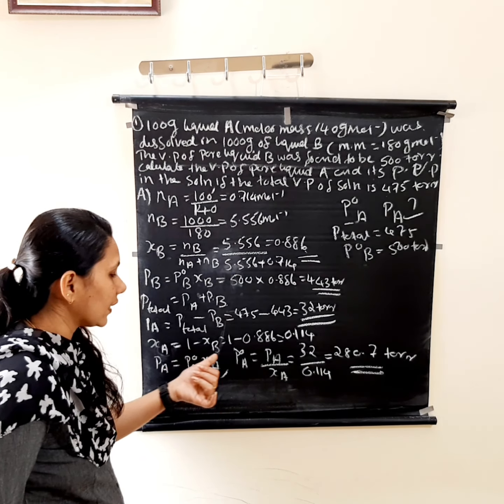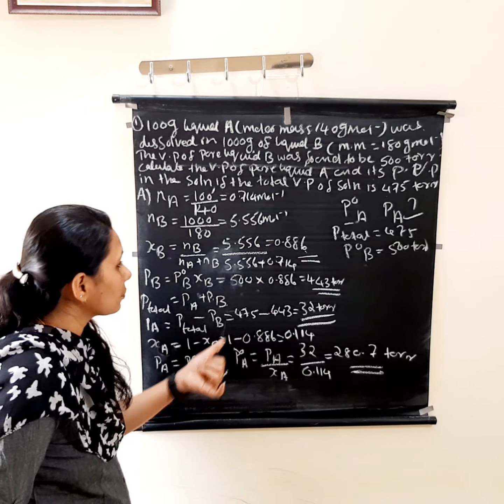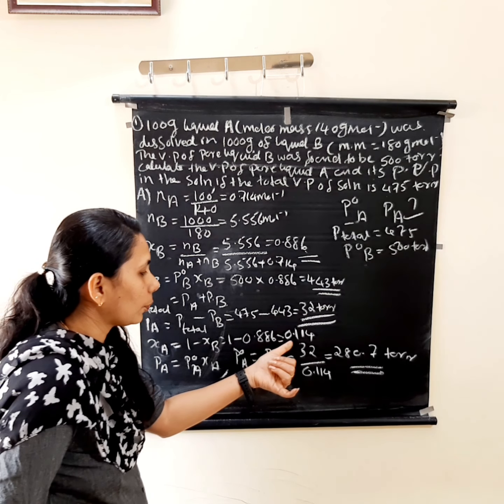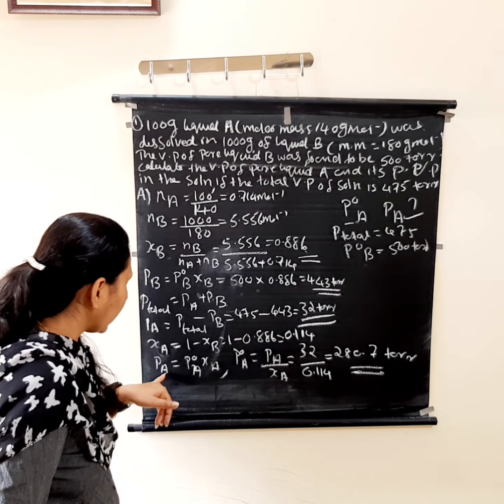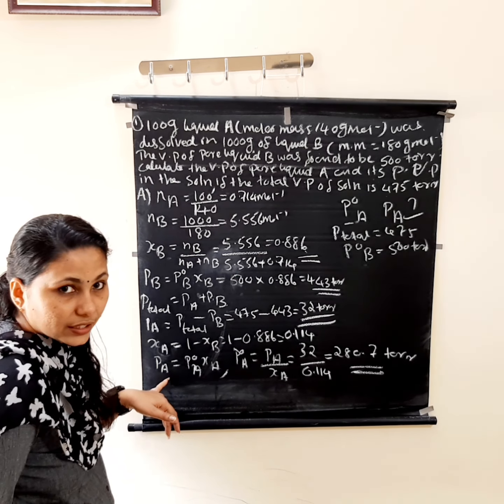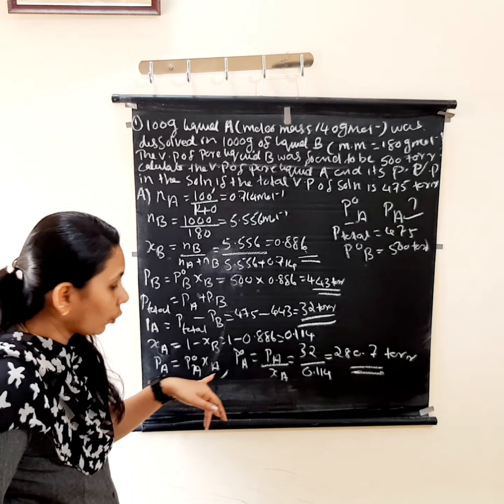XA equal to 1 minus XB. So 1 minus XB, we know 0.886, equal to 0.114. So we got XA also. So the answer for that we can calculate using the relation PA equal to P0A XA.